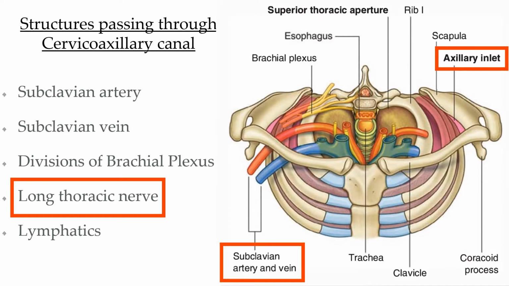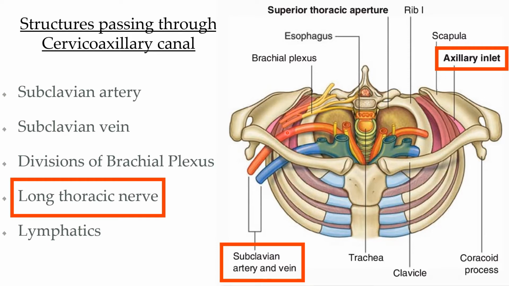Structures passing through the cervicoaxillary canal. In the illustration on the screen, this is the thoracic inlet, lateral to which we have the axillary inlet. Let us see which are the structures which cross the axillary inlet. Here you can see this blue colored structure. This is the axillary vein. This axillary vein drains the venous blood from the upper limb and then it crosses the axillary inlet. You can see this is the clavicle, which forms the boundary of the axillary inlet. So you can appreciate the axillary vein crossing the axillary inlet, and now it is called the subclavian vein.